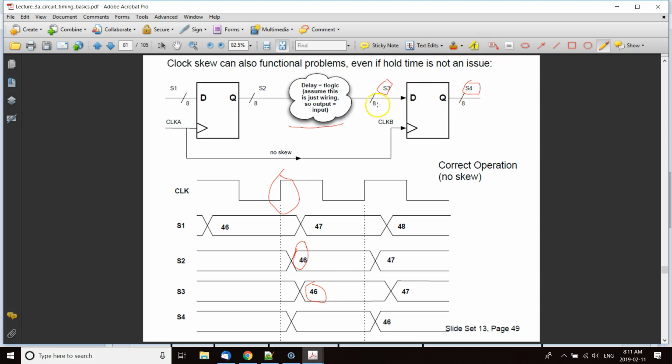This is S3. After a little bit of delay, it becomes 46. Then on the next clock, whatever is in S1 goes to S2. A little bit of delay goes into S3, and since we had 46 here before the clock edge, it now becomes S4. That's just normal operation: whatever is there before the clock edge, with setup time met, goes to the Q. Whatever is in D goes to the Q, so S3 to S4, S1 to S2.